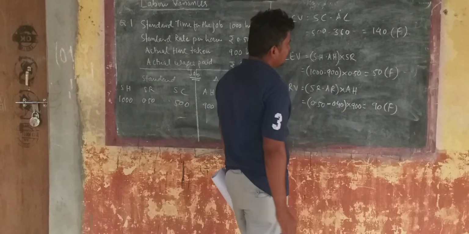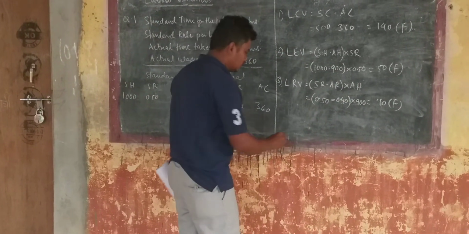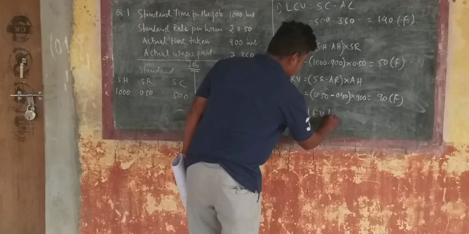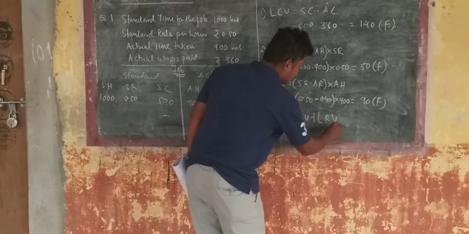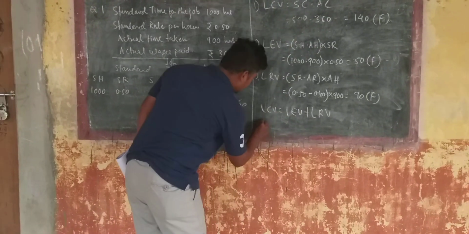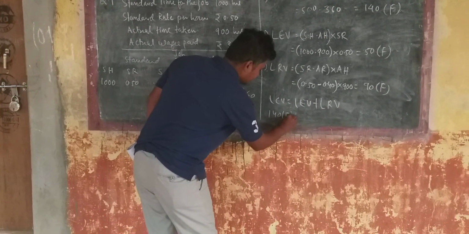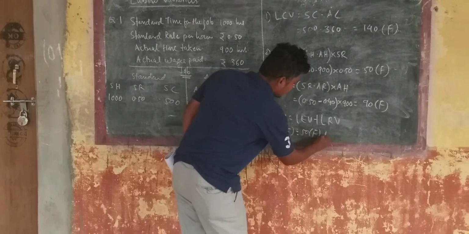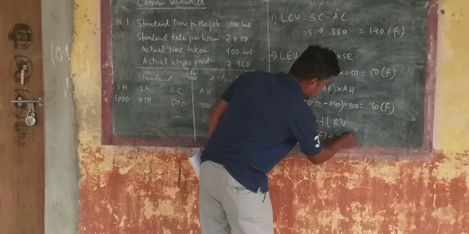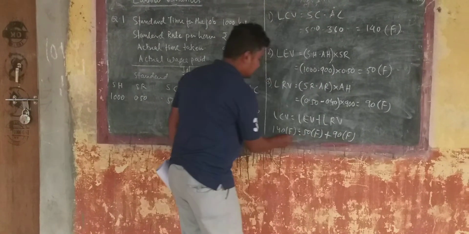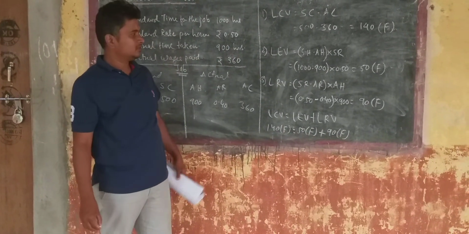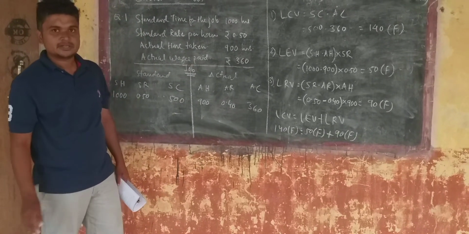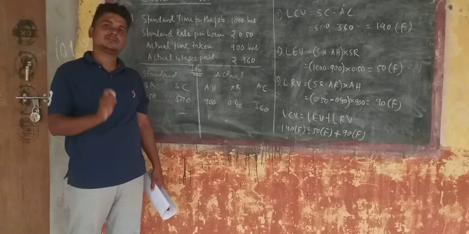Let's see by reconciliation whether these variances are right or wrong. Labor cost variance is the addition of labor efficiency variance plus labor rate variance. Your cost variance is 140 favorable, efficiency variance is 50 favorable, and rate variance comes to 90 favorable. So 90 plus 50 is 140 favorable. So our variances are right. This is a simple question for the labor variance. Now we will see the next question for the labor variance.